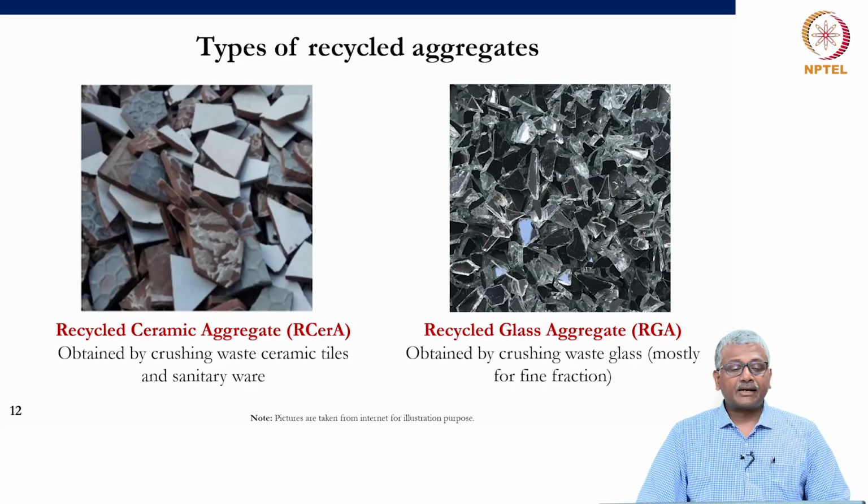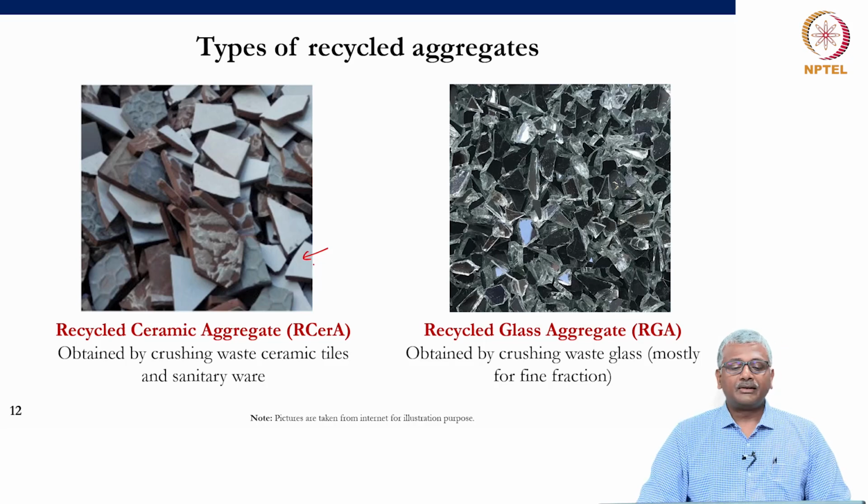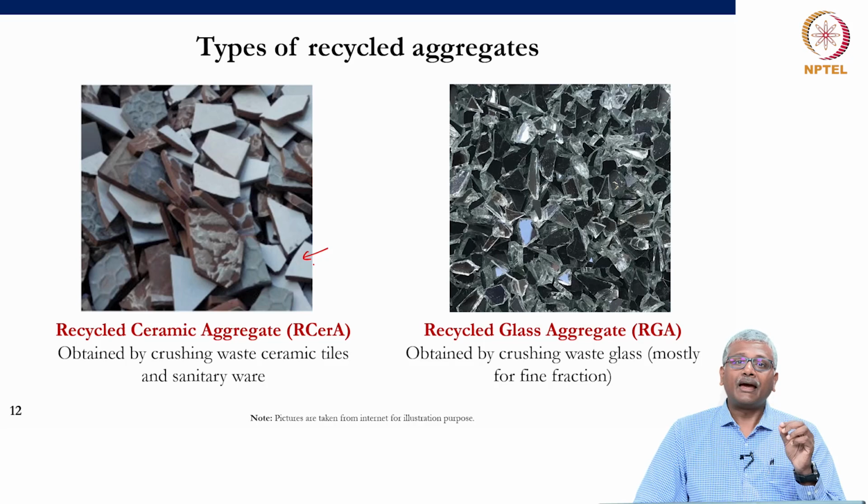Then we have recycled ceramic aggregate. These are the tiles and the ceramic sanitary ware that is leading to the crushing of these ceramic materials. And as I had discussed earlier, ceramic materials are very difficult to grind because they are extremely hard as compared to regular cement, concrete or brick.